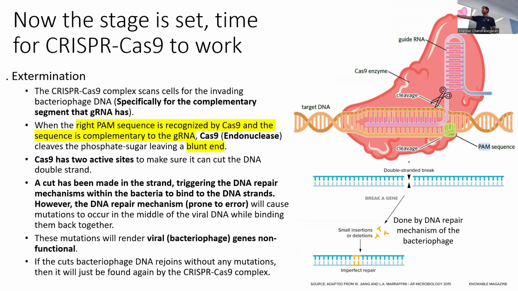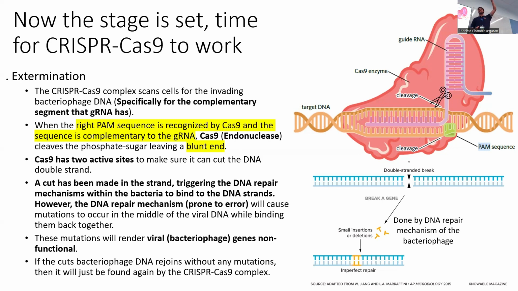So it all starts by the CRISPR-Cas9 complex going to every cell that it can and scanning the entire sequence until it finds a complementary segment to the guide RNA that it has. Because remember that the guide RNA is made using the copy of a bacteriophage DNA. So it's going to be complementary to the segment of DNA that the bacteriophage has inserted. So time to make this a bit easier to understand.